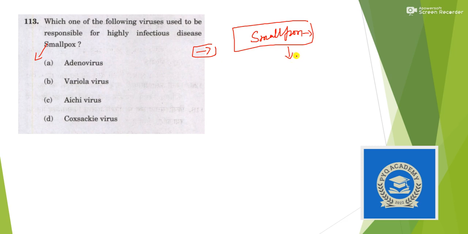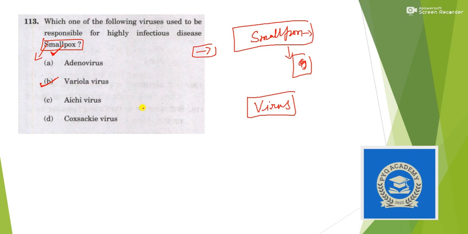Why do we fall in class? I think class 9 or 10. Right, class 9. Okay, and you know these days virus is in news. So UPSC made a question so that when you were reading this chapter, if you have some curiosity, you must have checked about smallpox. So this question was asked in this manner. Okay, so the answer is variola virus.